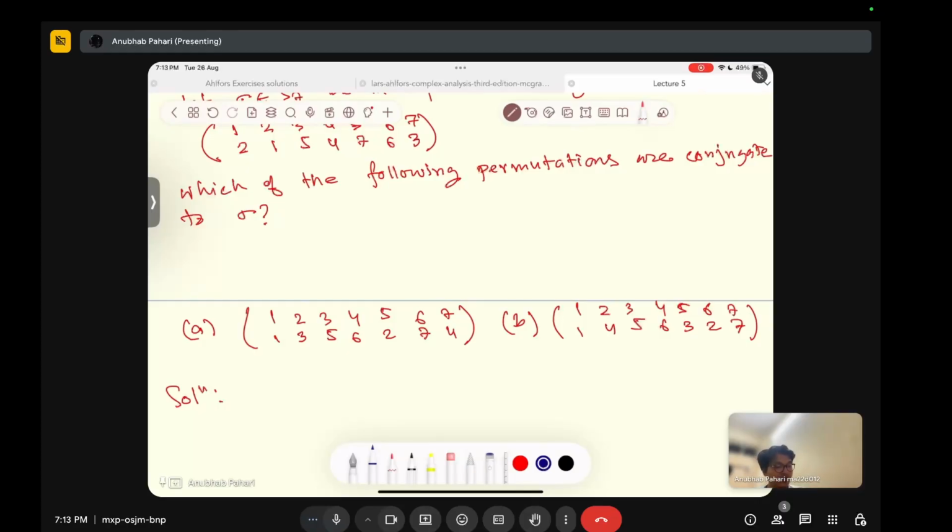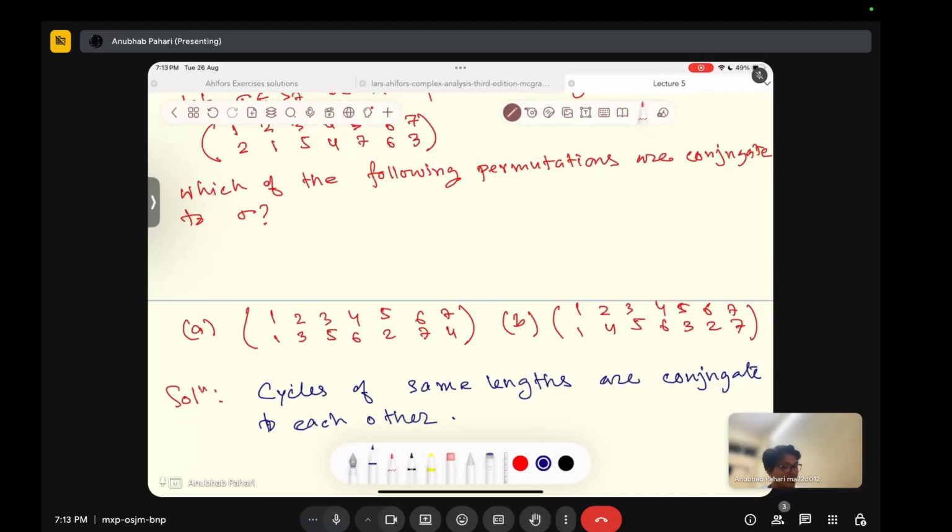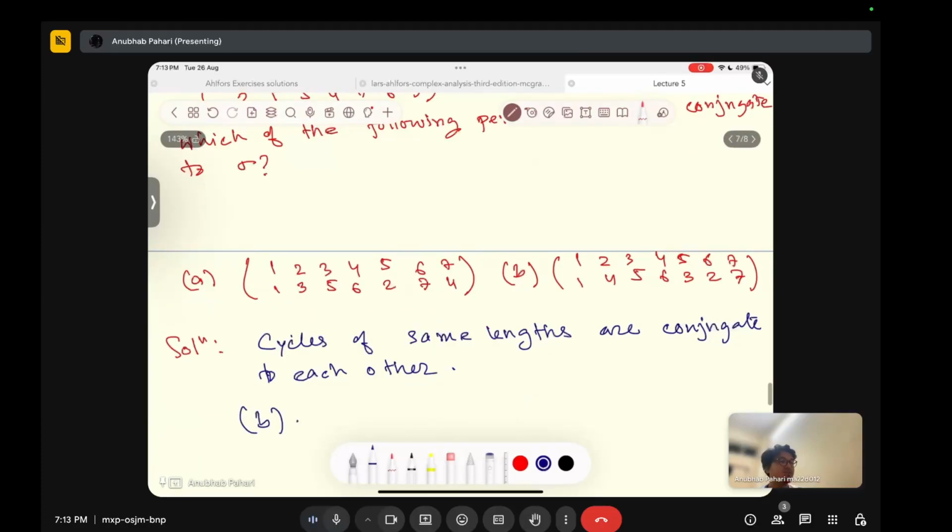For option A, cycles of the same lengths are conjugate. So the answer is B.